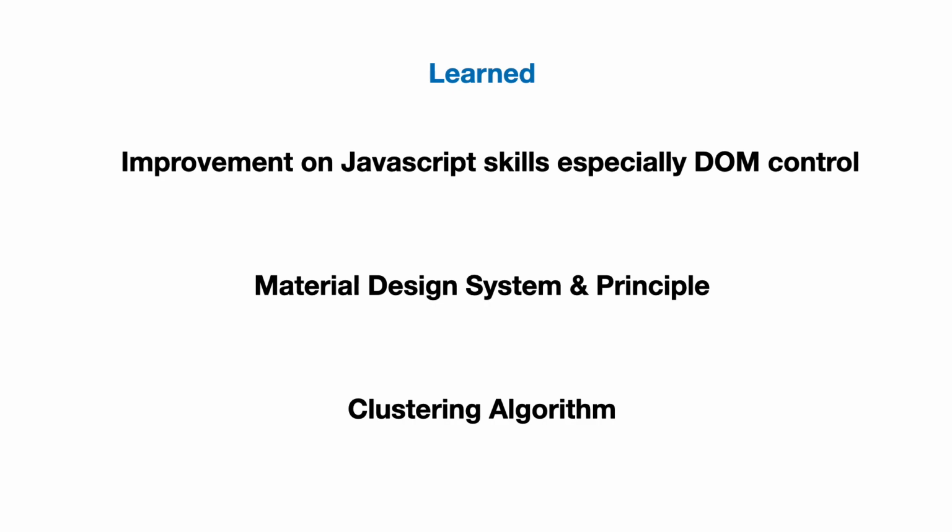The third one is the clustering algorithm. Extracting color from an image was one of the main functions. I've tried a few methods to implement that, but K-means clustering was the best fit for this. It took some time to implement in pure JavaScript, but it was really good practice.